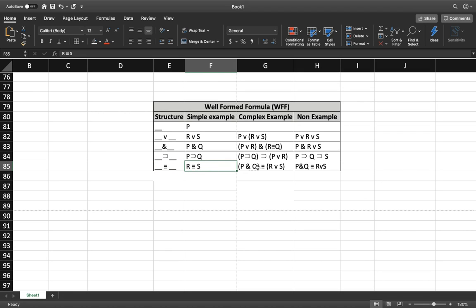R biconditional S. Here's a good example. Again, one place is being occupied by this P and Q, and the other place is being occupied by R or S. Here's a non-example because there's no clear distinction between the sentence and its pieces. In this, there is. In this, there's not.